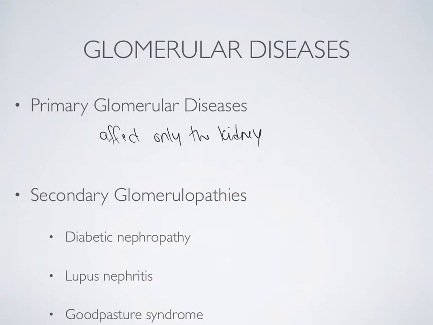So Goodpasture syndrome, we talked about a little bit. It's anti-glomerular basement membrane. So this is an autoimmune disease that has anti-glomerular basement membrane antibodies. And we're going to see this again.